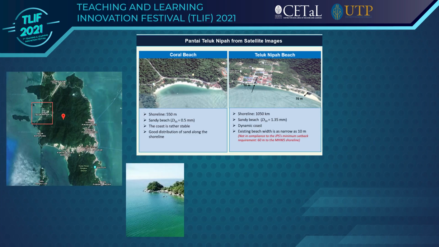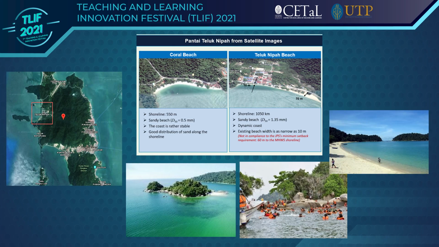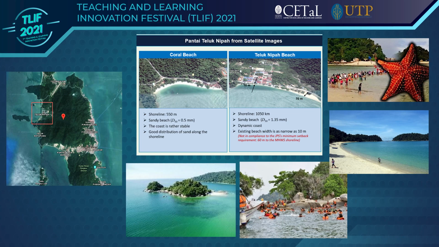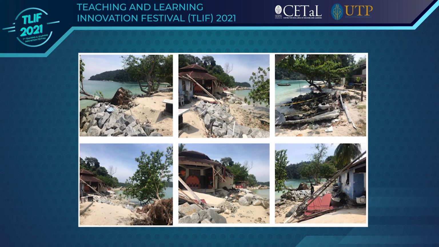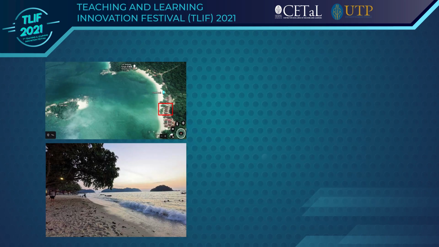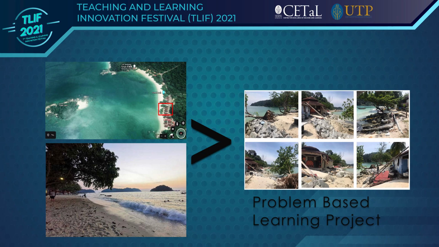Teluk Nipah Beach and Coral Beach are the most visited beaches located at the west coast of Pangkor Island. However, the beach conditions deteriorate significantly due to the excessive wave activities during storms, causing erosion and damages to the coastal infrastructures. This was indeed the pain point of the local authorities, and they were looking for a solution. This is a real-life problem, and I turned it into a problem-based learning project for my students.